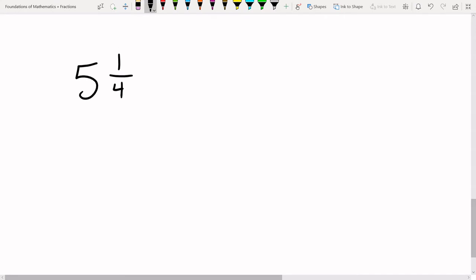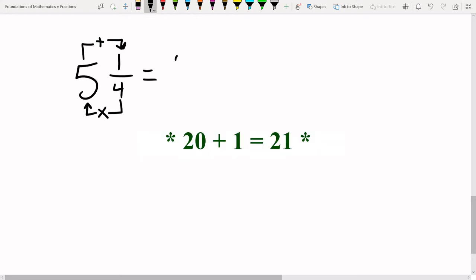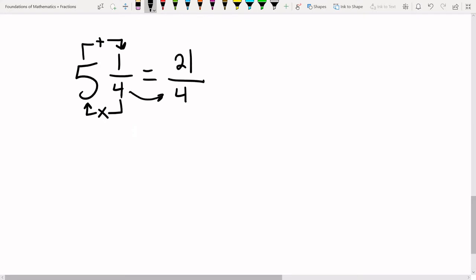Well, all we have to do here is take the denominator, 4, and multiply it by the whole number, which is 5. 4 times 5 is 20. And then take that result and add it to the top. So we're going to drop the 5, because we did 4 times 5 is 20, and then 5 plus 1 is 21. We put that on top, and we just leave the denominator the same, which is 4. And we got back to the improper fraction that we started with.